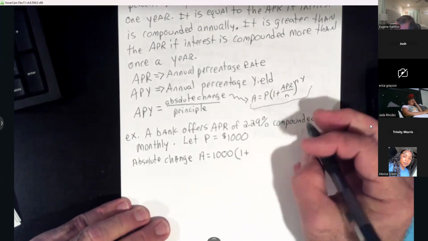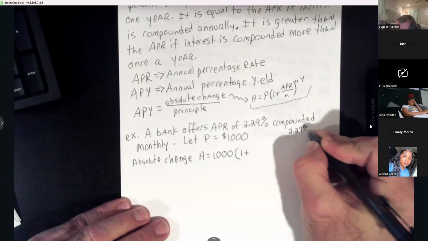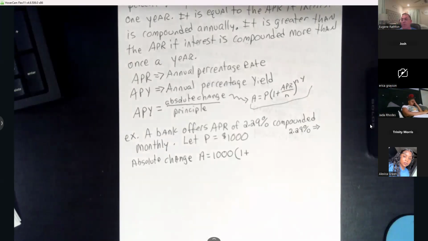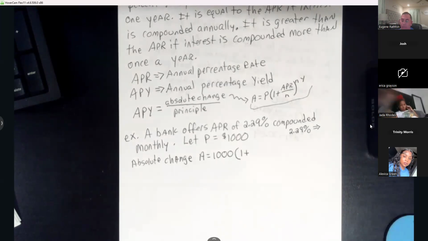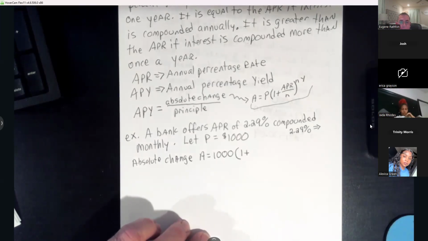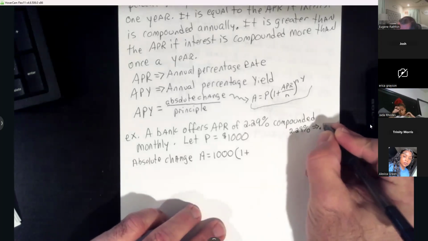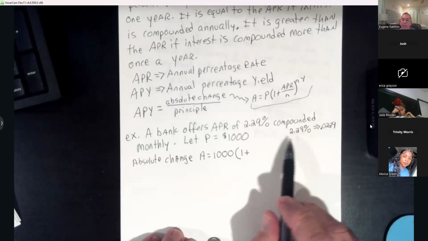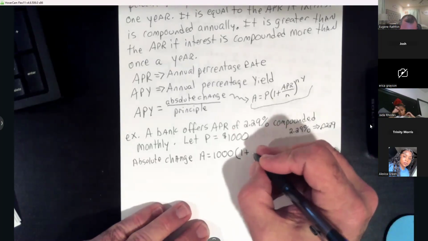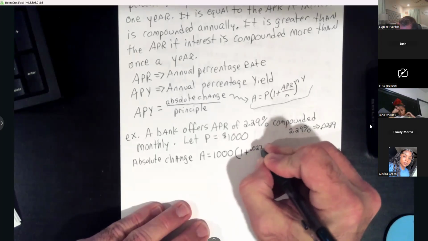I need to know what 2.29% is going to be as a decimal. Give me a decimal out of that. Oh, what y'all got? 0.0229. Good job. Right, y'all? We're just still moving that decimal left twice. So now that's going to give me 0.0229.